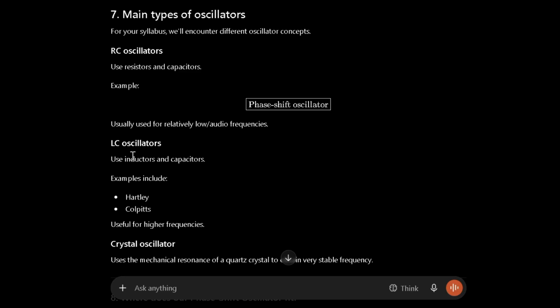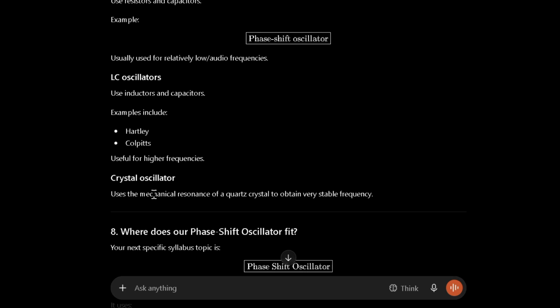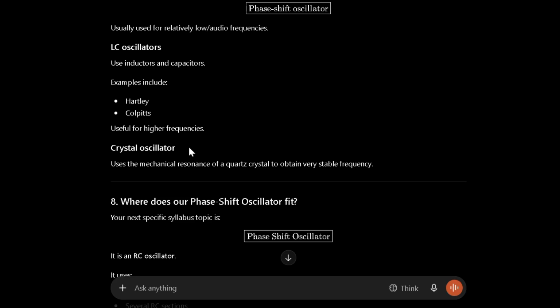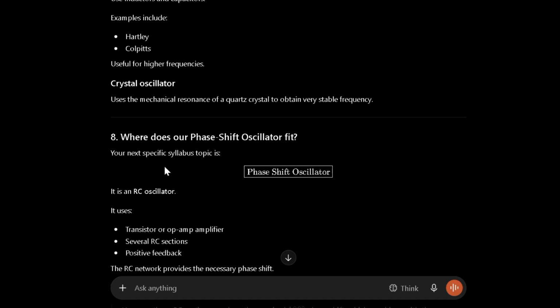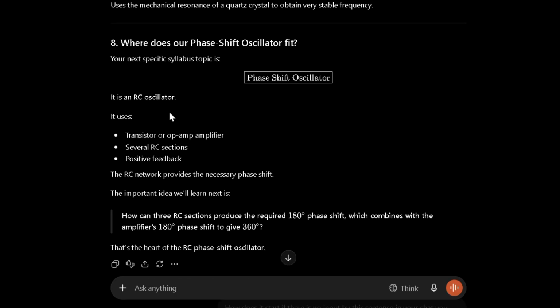Main types of oscillators we will encounter in our syllabus: RC oscillators use resistors and capacitors. Example: the phase shift oscillator, usually used for relatively low audio frequencies. LC oscillators use inductors and capacitors. Examples include Hartley and Colpitts, used for high frequencies. The crystal oscillator uses the mechanical resonance of a quartz crystal to obtain a very stable frequency.